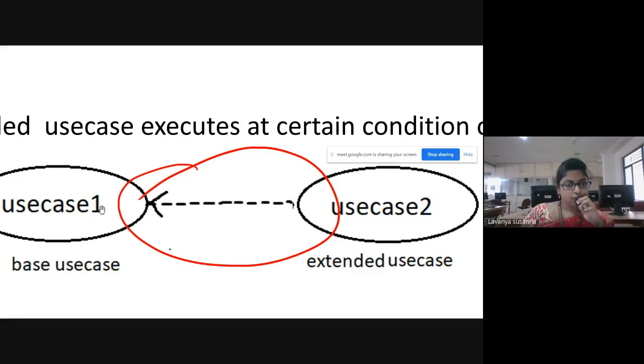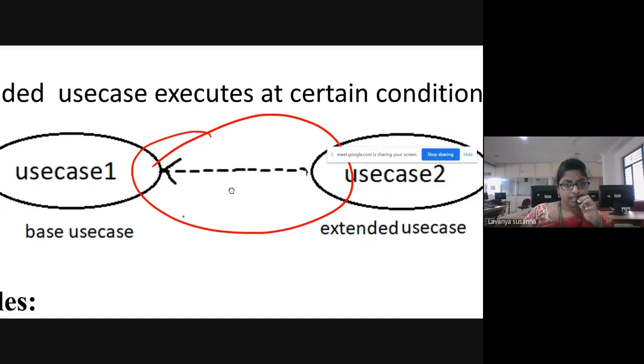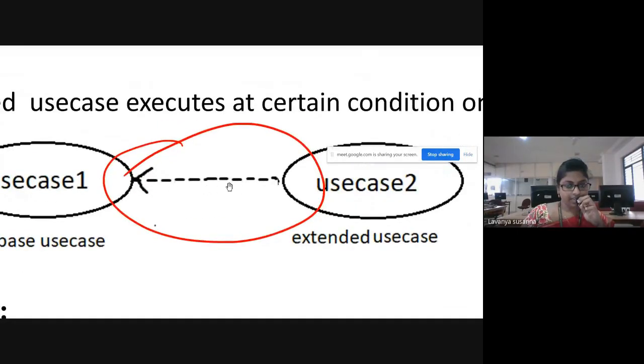In order to execute use case 1, there is no need to call use case 2. Use case 2 will be called when some condition is true, or when some condition is met. At that time only use case 2 will be executed. Other than that, it won't execute. It is not compulsory. In order to execute use case 1, it is not compulsory that use case 2 will be executed. Use case 2 will be executed only when some condition is met. Now see here, dotted lines and arrowhead.